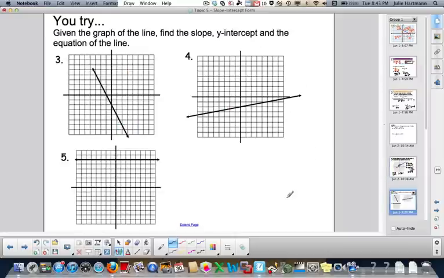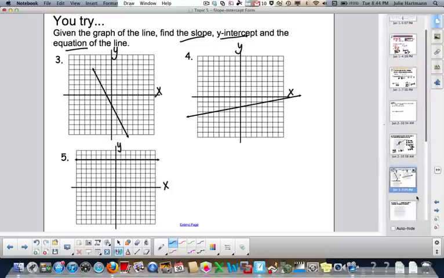Okay, so here's some U-tries. Go ahead, these all should have been labeled. Do make sure when you're graphing, you label your axes. Okay, go ahead and try those. Find the slope, find the y-intercept, and write the equation. Okay, pause it, try those, and we'll check them later.